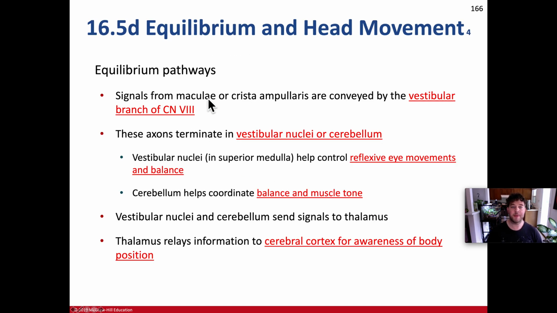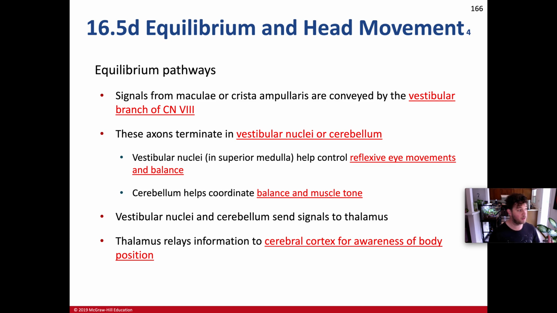So the pathways for equilibrium. The signals from the macula or crista ampullaris, so the macula in the vestibule and the crista ampullaris in the semicircular canals, are conveyed by the vestibular branch of the cranial nerve 8. Those axons terminate in the vestibular nuclei or the cerebellum. And the vestibular nuclei help control reflexive eye movements and balance. The cerebellum helps coordinate balance and muscle tone. Remember, one of the cerebellum's main functions is coordinating conscious muscle movement with the rest of our body and perceived movements, fine-tuning things and acting as an error corrector.